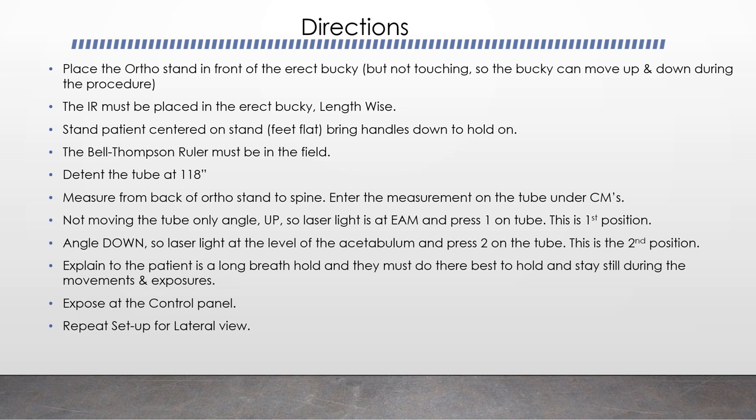Detent the tube to 118 inches. Measure from the back of the ortho stand to the spine. Enter the measurement into the tube under the centimeters. Not moving the tube, only angle up so the laser light is at the EAM and press 1 on the tube. This is the first position. Then angle down so the laser light is at the level of the acetabulum and press 2 on the tube. This is the second position.